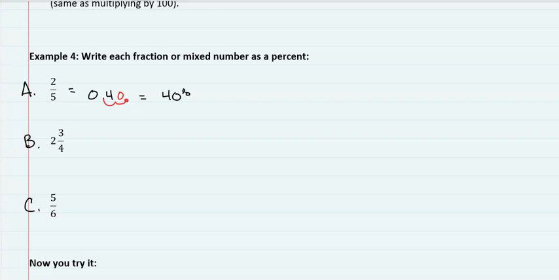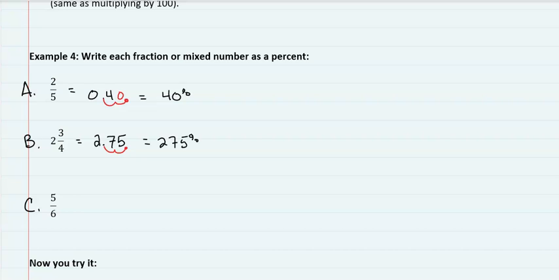So make sure your answers make sense. 2/5 is about 40%. So 2 3/4, you're going to have to make that a mixed number. So you'll find that 3/4 is 0.75. Don't forget the 2 when you rewrite it, 2.75. And then you're going to move the decimal place 2 places to the right, and you're going to get 275%.